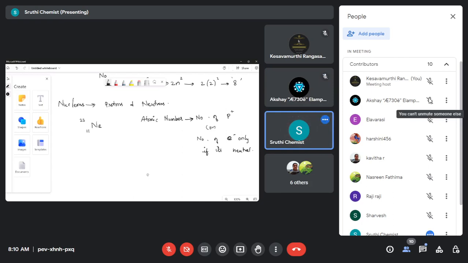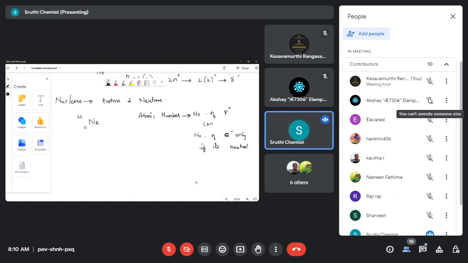Because the protons are positively charged particles and electrons are negatively charged particles. If you have an equal number of protons and electrons, then definitely the charge is balanced and it is a neutral atom. This is an atomic number. It's not only a number of proton, not number of electron. If it's a neutral atom, then we can say it's a number of electron.